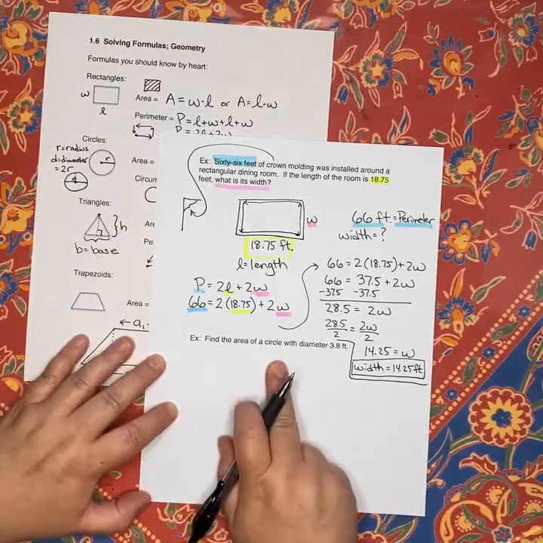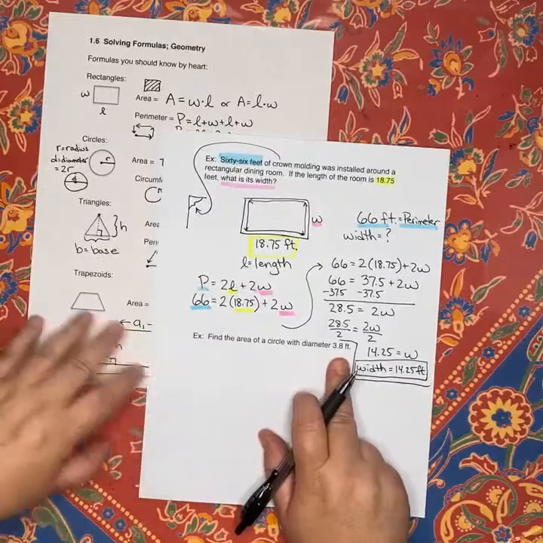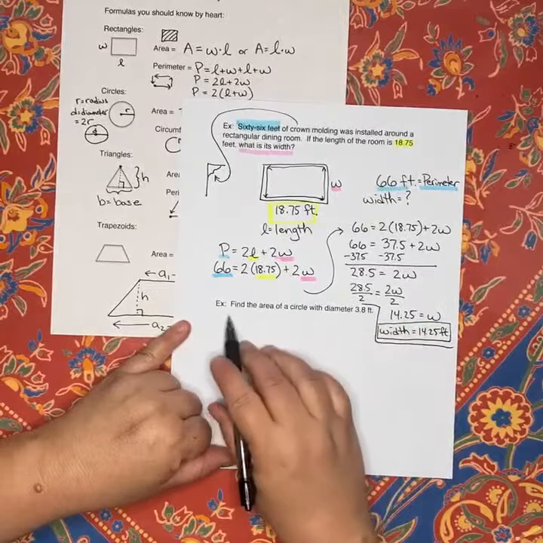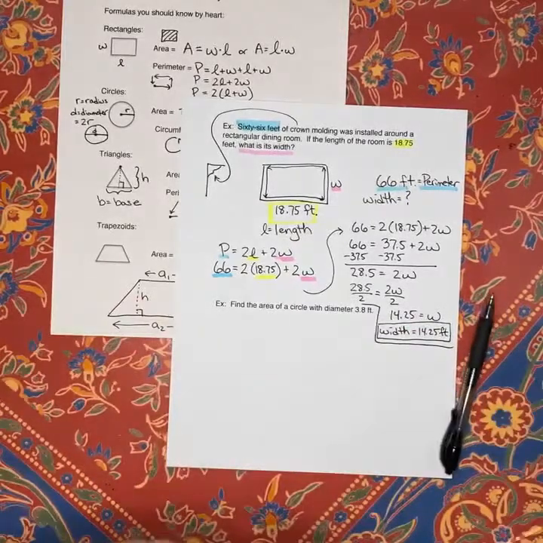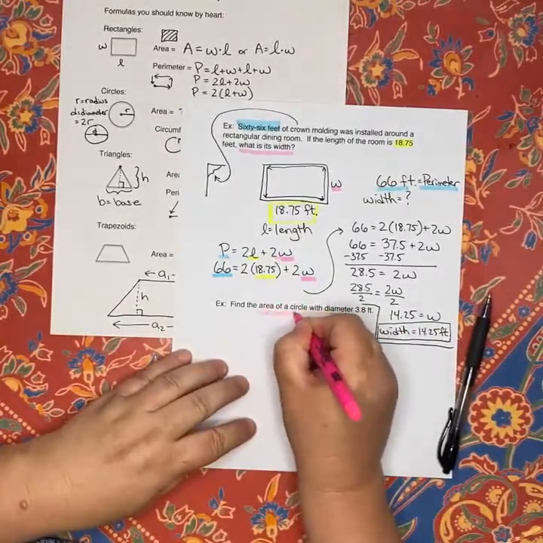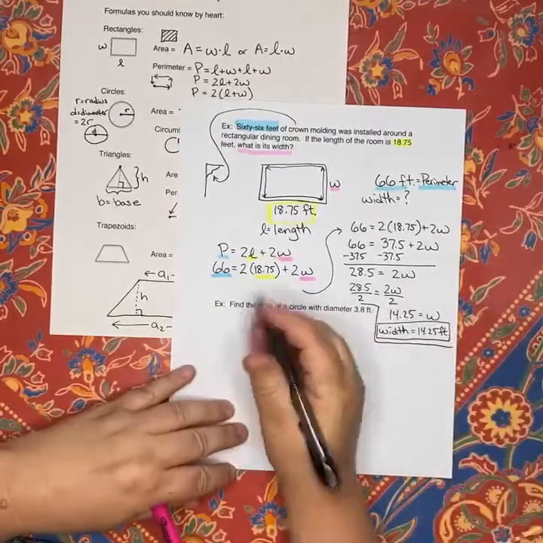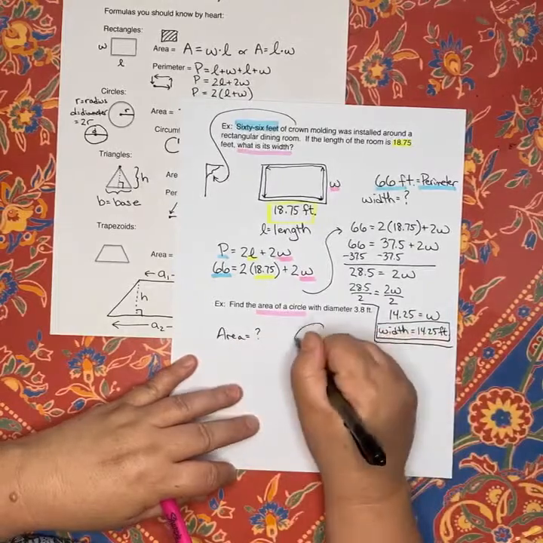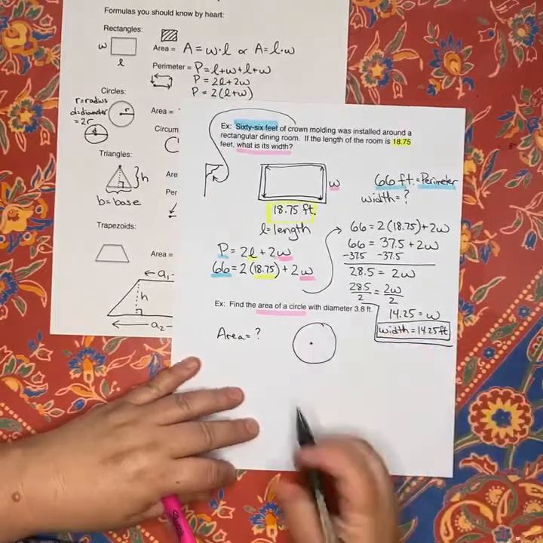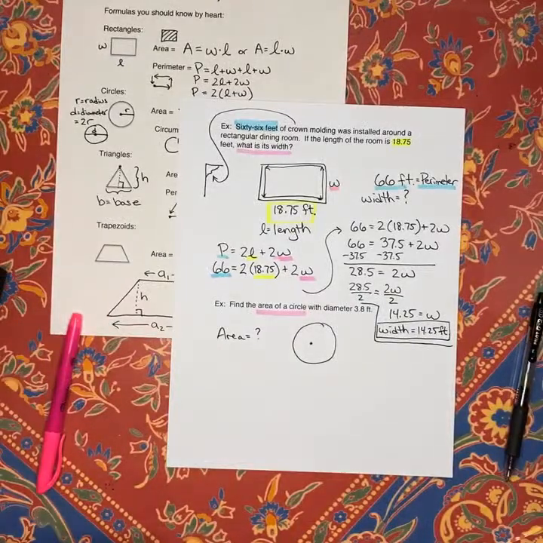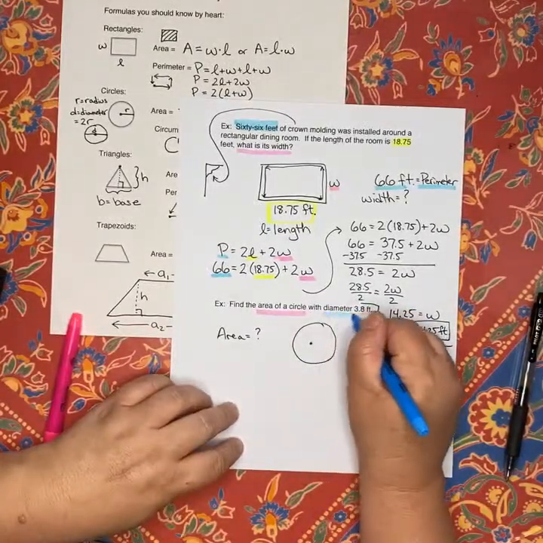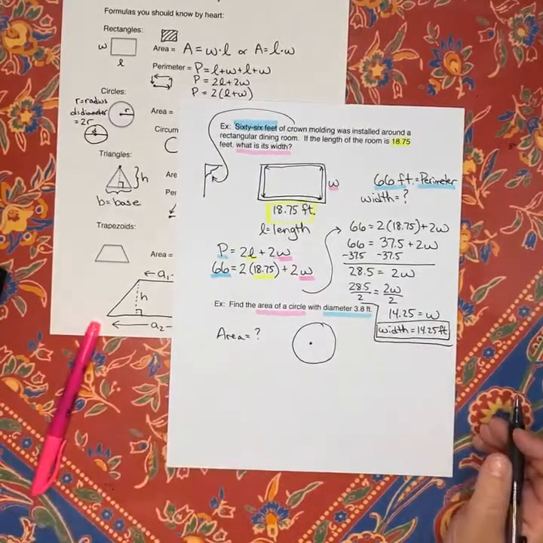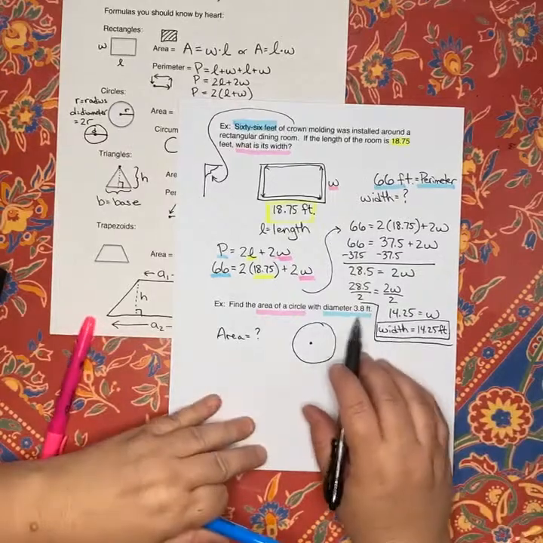Find the area of a circle with diameter 3.8 feet. Okay, so it says find the area of a circle. This doesn't have a question mark, but I can tell I want the area of a circle. So what I do for myself is I say, okay, area equals what? And I know I've got a circle. So there's my circle. And I also know that the diameter, this is a pretty big circle. This is like parachute time or circle time if you were in kindergarten. The diameter is 3.8 feet.